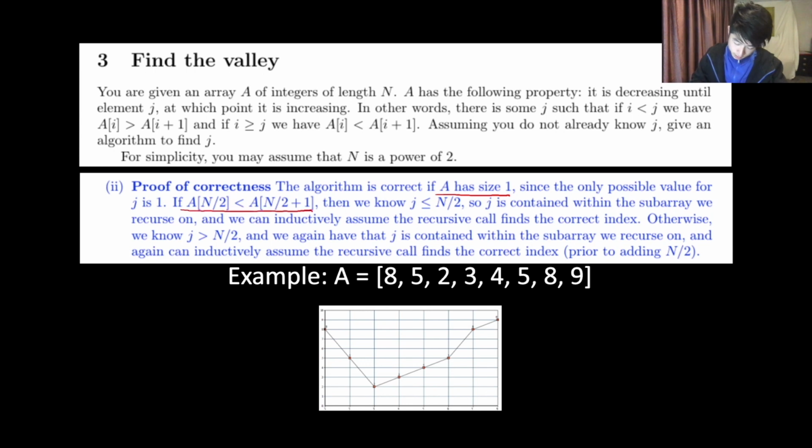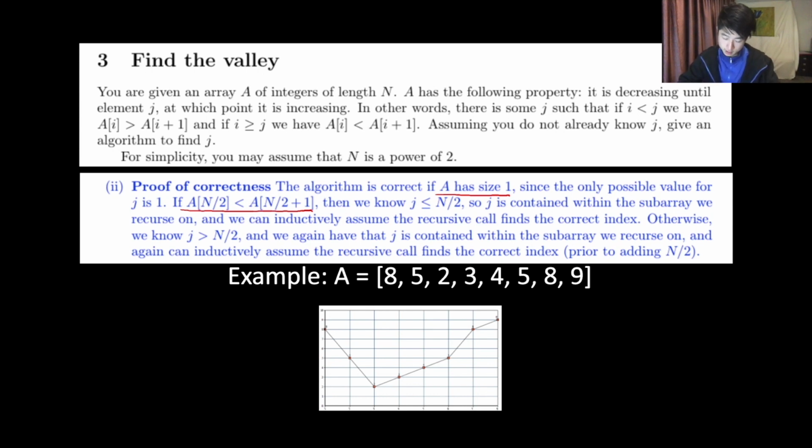Now this is reiterating what we had from before. If the middle number is smaller than the right number, we know that the peak can't be on the half of the array to the right of the middle number, and therefore we're going to recurse on the left side.